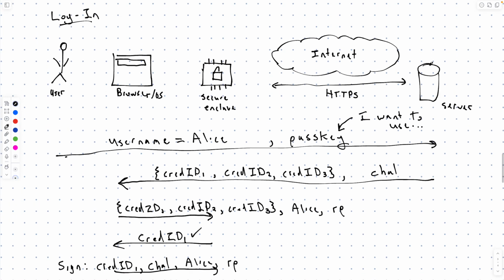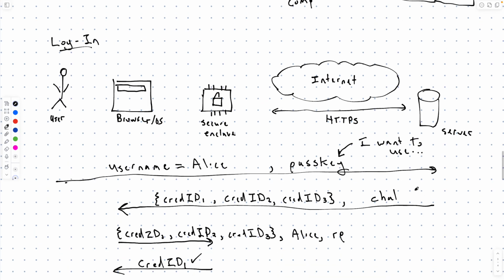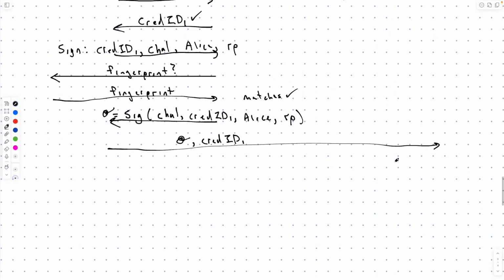Okay, and then the server will go into its own database, and it will say, okay, I have the public key for Alice. I know it's Alice that's logging in. I know the PK that matches this cred ID. Okay, so the server pulls this out of the database.